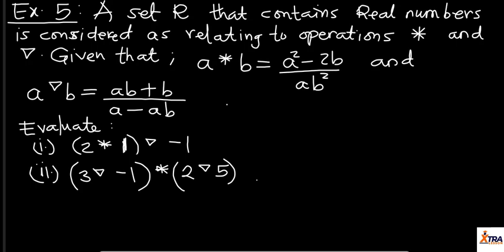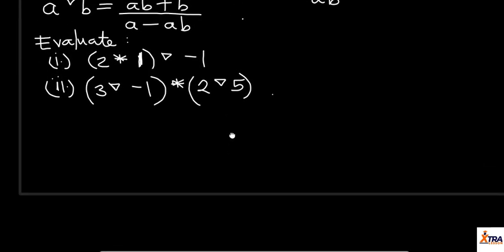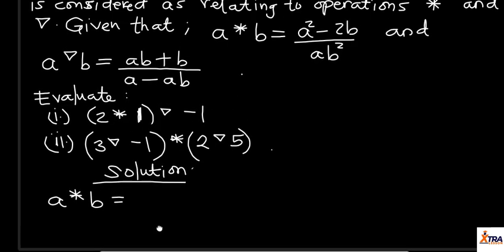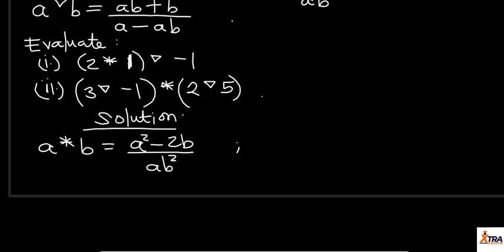Now we are asked to evaluate Roman figure 1, (2 operation 1) operation minus 1. So in short, what you are supposed to do here is just apply each operation based on the symbol we actually use for each of them. That is, the symbol we use to denote each of them is what we'll be using to identify each of the two operations. So look at this one now. For the first one, the very first thing we have to do is to bring out our two operations as they are our major parameters. So the first thing we are given: A operation B, given as A square minus 2B over AB square. And the second one, AB plus B over A minus AB.